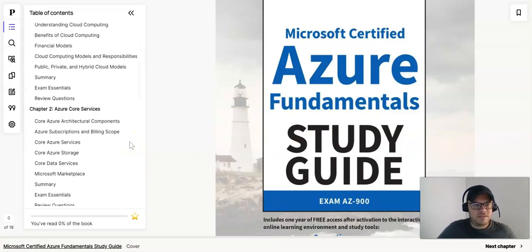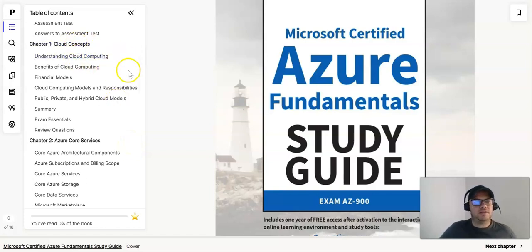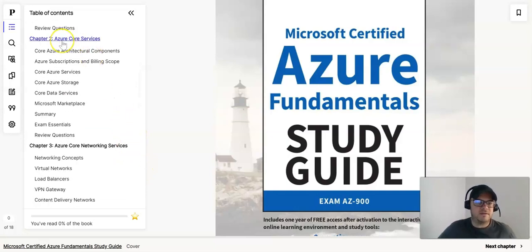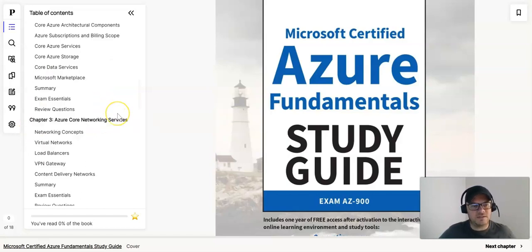So the first chapter covers everything regarding the cloud concept. So understanding cloud concepts, the benefits of cloud computing, the financial models of the cloud, the cloud computing models and responsibilities, the public, private, and hybrid cloud models, and the summary, the exam essentials, and the review questions for this chapter. The second chapter covers everything regarding the Azure core services, so the core Azure architectural components, how the subscription and billing model works in Azure, the core Azure services, the core Azure storage, the core data services, the Microsoft Marketplace for the cloud in Azure, a summary, the exam essentials, and review questions.